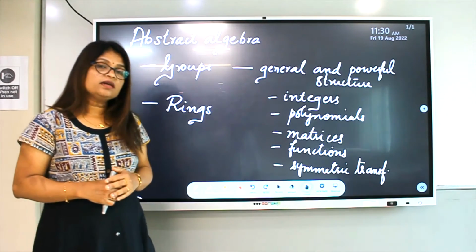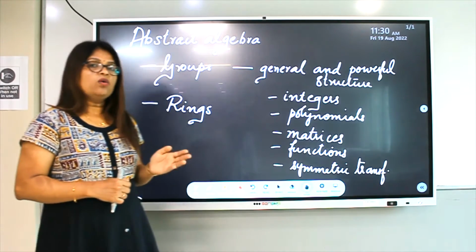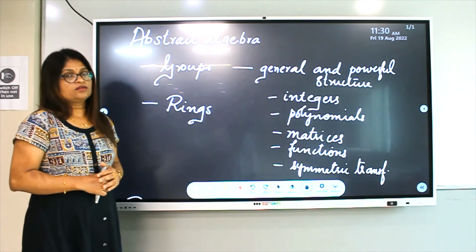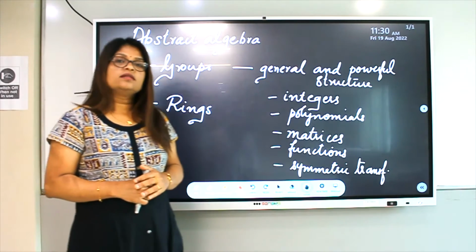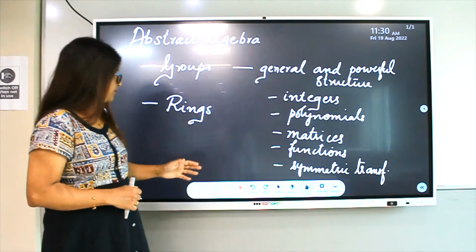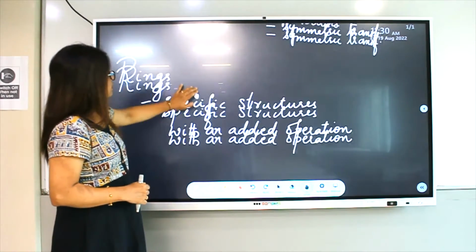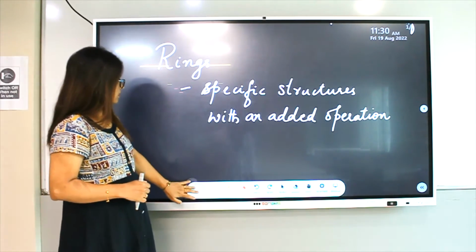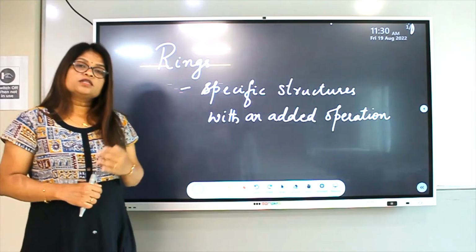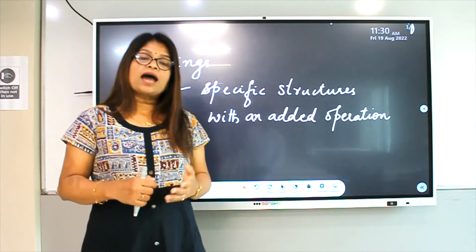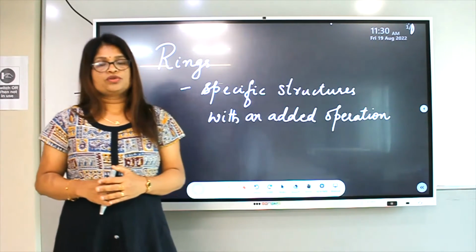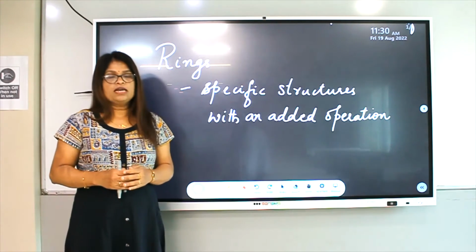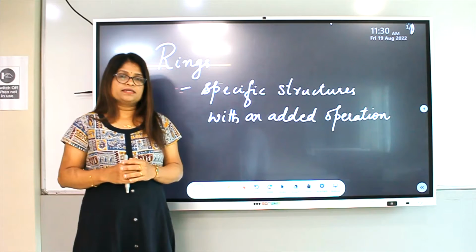Now, having studied groups, you are ready to see what rings are. So here we are going to start with the introduction of rings. Rings are specific structures with added operations on groups. So before going to the textbook definition of a ring, let us see some examples.